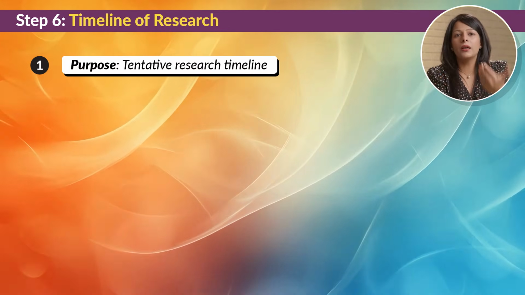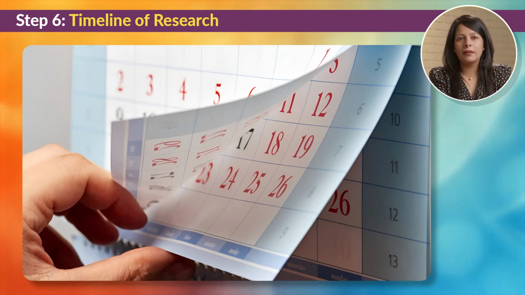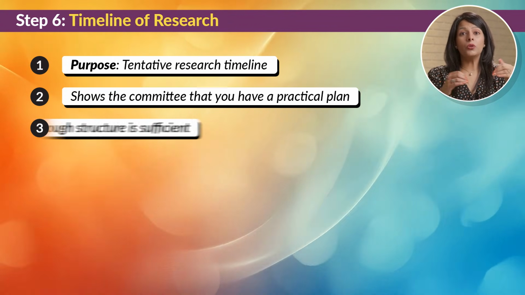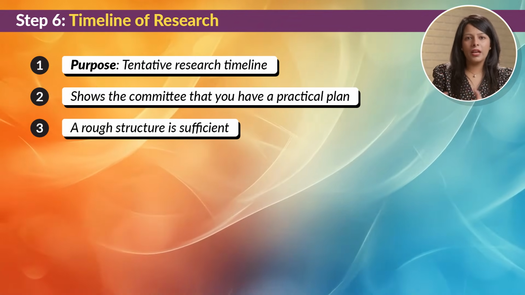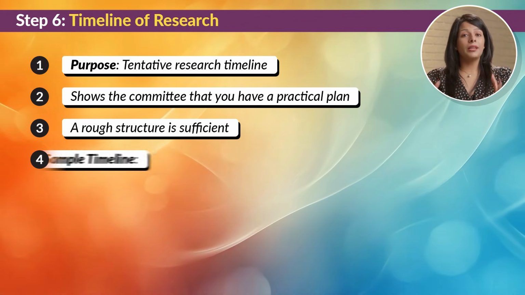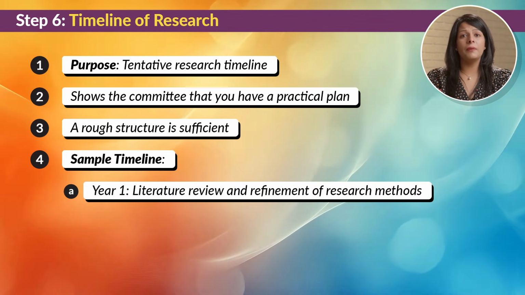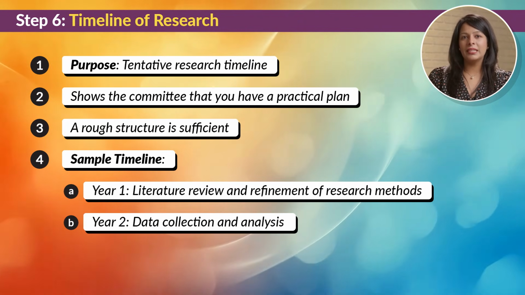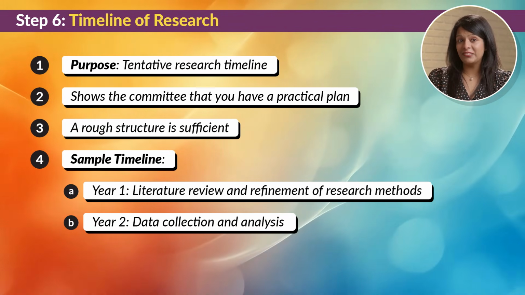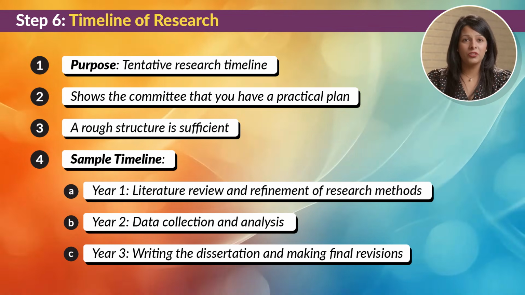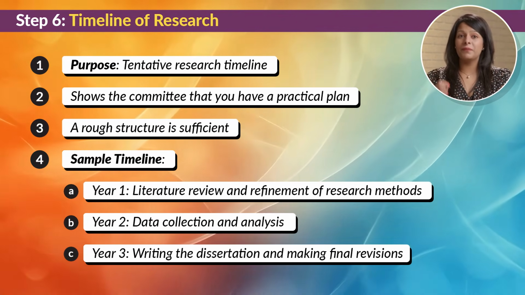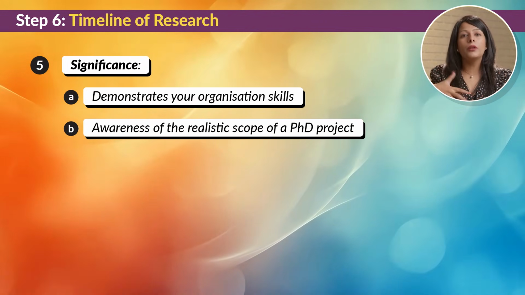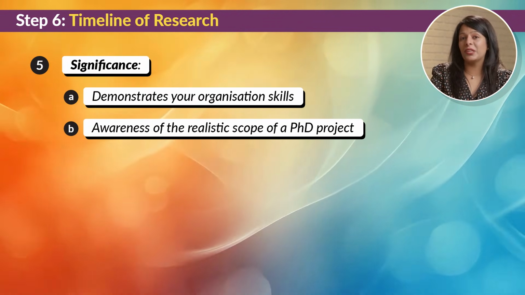After methodology, you need to present a research timeline. This shows the committee that you have a practical plan. You do not need to be exact. A rough structure is enough. For example, the first year can be devoted to reviewing literature and refining your methods. The second year can be for data collection and analysis. The third year can be spent on writing and final revisions. This not only demonstrates your organization skills, but also shows that you understand the scale of a PhD project.